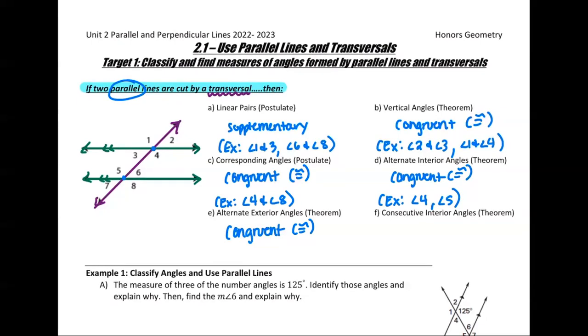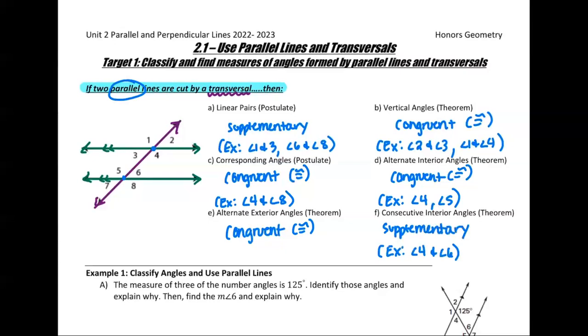Now, the only other one that doesn't end up being congruent is consecutive interior. These guys, for example, would be angle 4 and angle 6. They don't end up being congruent to each other, because we can also tell from here that angle 6 is an acute angle and angle 4 is an obtuse angle. So by definition they can't be congruent to each other, but they are supplementary.